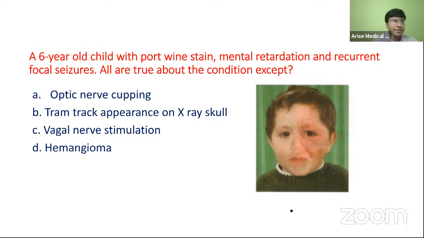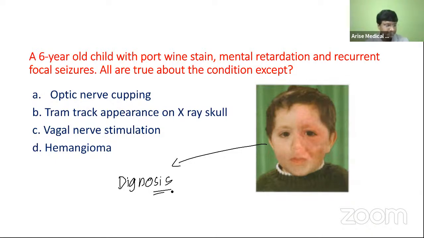Okay, so we have a 6-year-old child with port wine stain, mental retardation, and recurrent focal seizures. All are true about the condition except: optic nerve cupping, tram-track appearance on the X-ray skull, vagal nerve stimulation, and hemangioma. So first of all, you tell me what is the diagnosis of this child with the image shown to you.